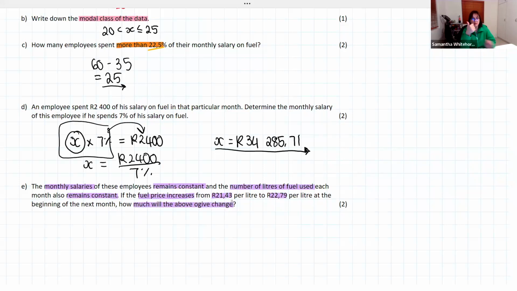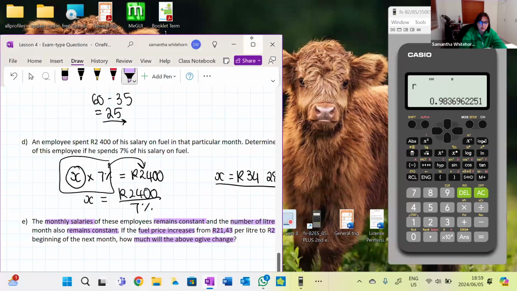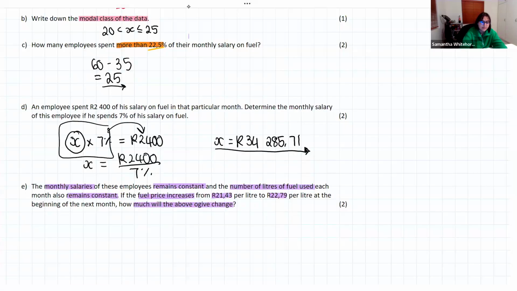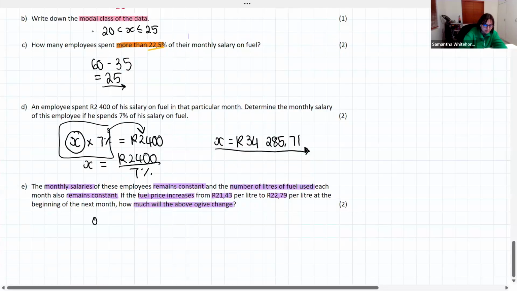You're earning the same income and you're spending the same percentage of your salary on fuel, but fuel is more expensive. So what that means is that your ogive is going to have to shift to the right. Let's go chat about why that is. I'm going to write it down, shift to the right. Your ogive is going to get steeper. Right, let's just chat about this. Ogive gets steeper, and let's chat about why.